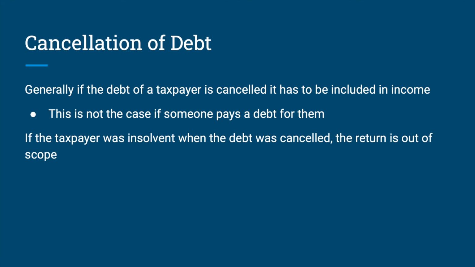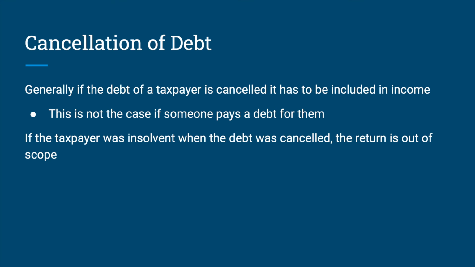And so cancellation of debt, and I do believe this is our last form of income in these slides, and it is. Woohoo! So cancellation of debt. Generally, if the debt of a taxpayer is canceled, that means, for example, if you owe money to a bank, the bank just says, okay, fine, you don't have to pay us. They're going to generally provide them a form with that. And generally, if the debt of a taxpayer is canceled, it has to be included in income. Now, this is not the case if someone, for example, pays off the debt for them. That is not considered to be a cancellation of debt. So those are two different things.